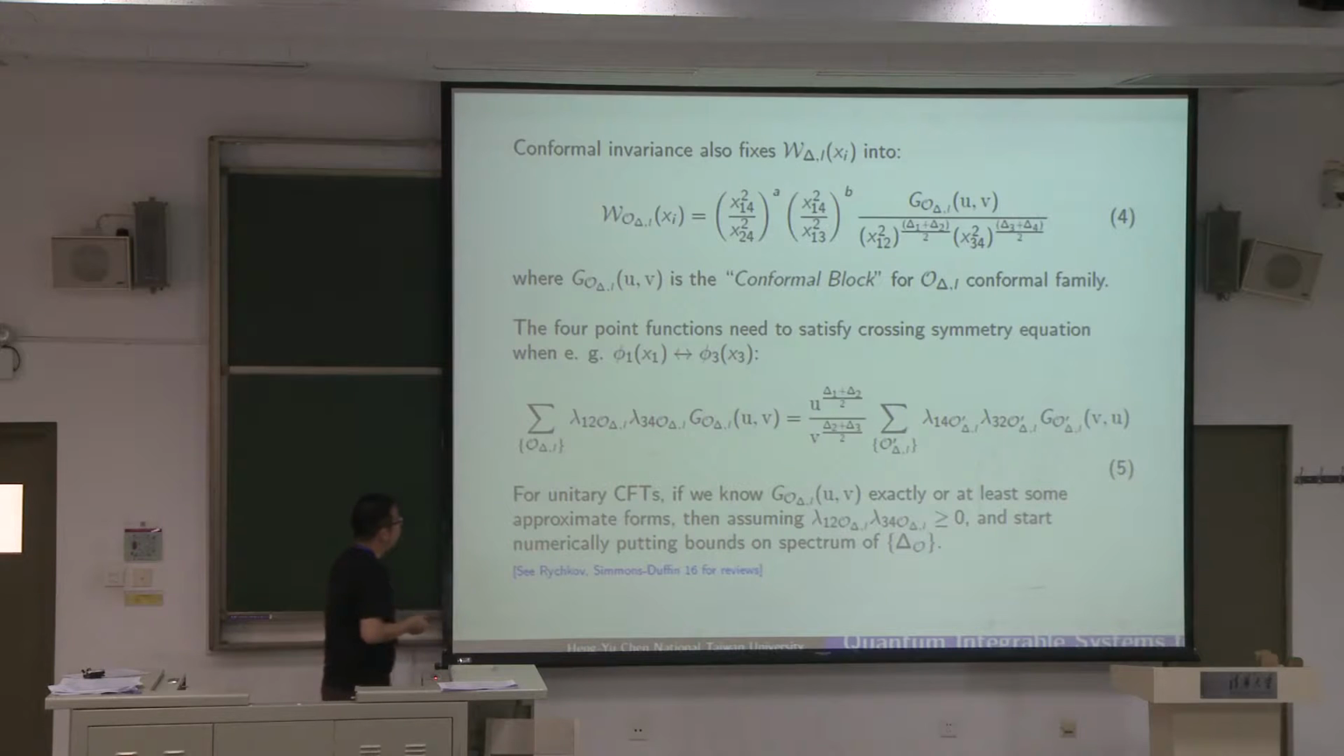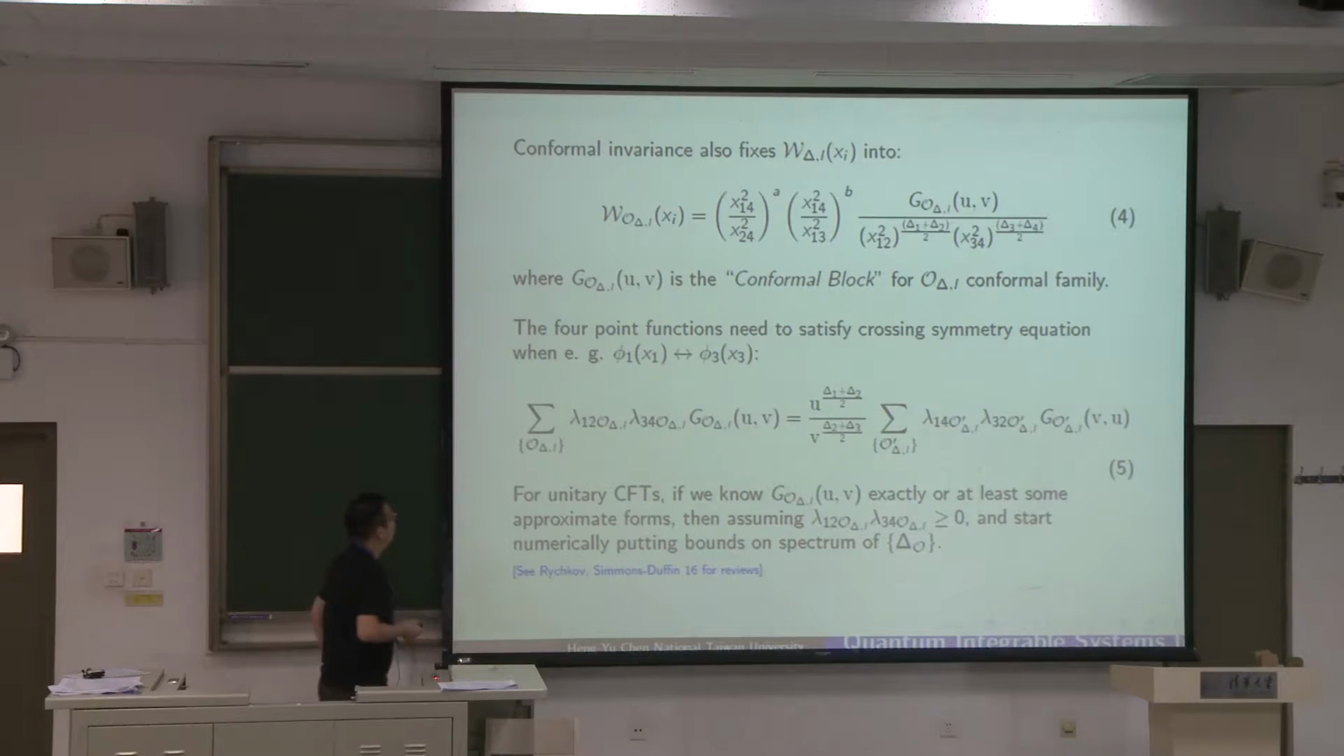Okay, so furthermore, the conformal symmetry also allows us to fix those conformal partial waves into the following form. And the G here is basically a star object for today. It's the so-called conformal block, and it's associated with a particular operator exchange, basically O_{Δ,L} exchange between those fields phi 1, 2, 3, 4.